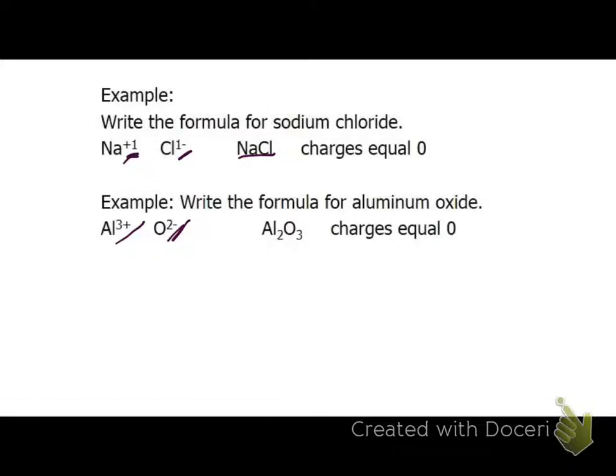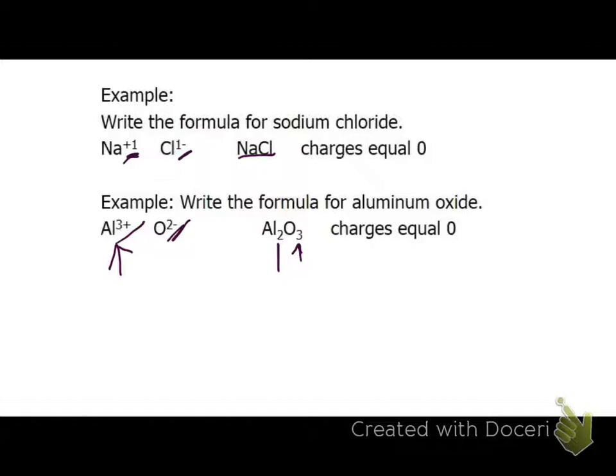So if I can get aluminum to be a +6 and oxygen to be a -6, their charges will balance out. So I look at aluminum and I say, what times +3 would give me a +6? And we see that it's 2. So we would say Al2. And then I look at oxygen and say, what times -2 would give me a -6? And that would be 3. So now I would need 3 oxygen and 2 aluminum. So that would be my formula, and my charges would now equal 0.